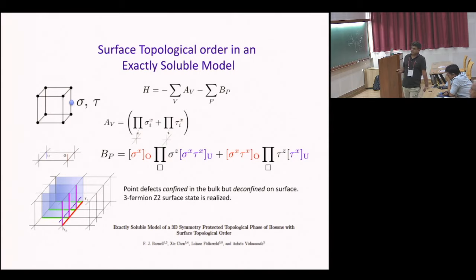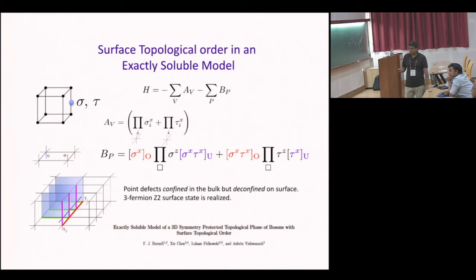And the nice feature of this model is that it has no bulk topological order. So you take this model on a 3-dimensional volume with periodic boundary conditions. It has a unique ground state. Okay, but if you expose the surfaces of this model, it turns out to have a 2-dimensional topological order just on the surface.